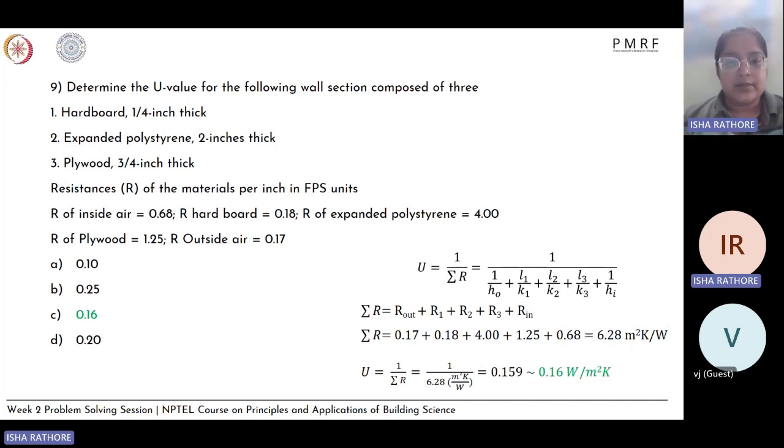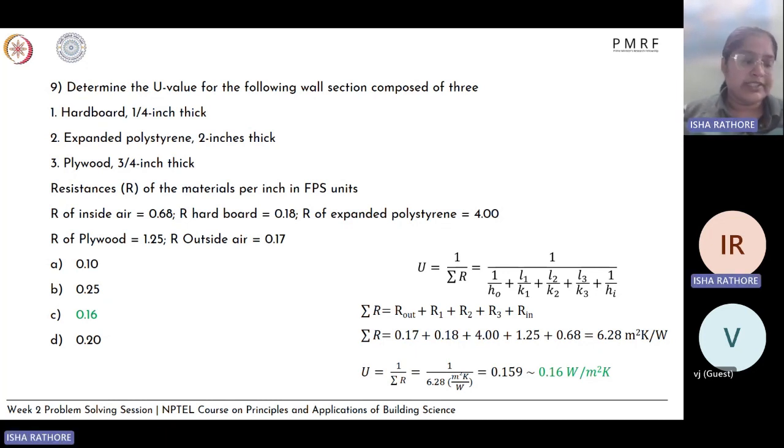So we add all of these thermal resistances, we get 6.28 meter square Kelvin per watt. This is the sum of all the thermal resistance of the entire wall assembly. And U is nothing but 1 by delta R. So 1 by 6.28 meter square Kelvin per watt gives us 0.159, which is close to 0.16 watt per meter square Kelvin. So we get the answer C is the correct answer, 0.16.